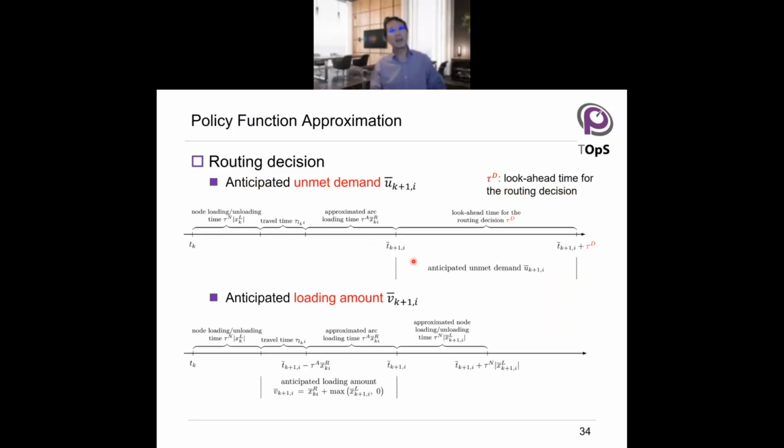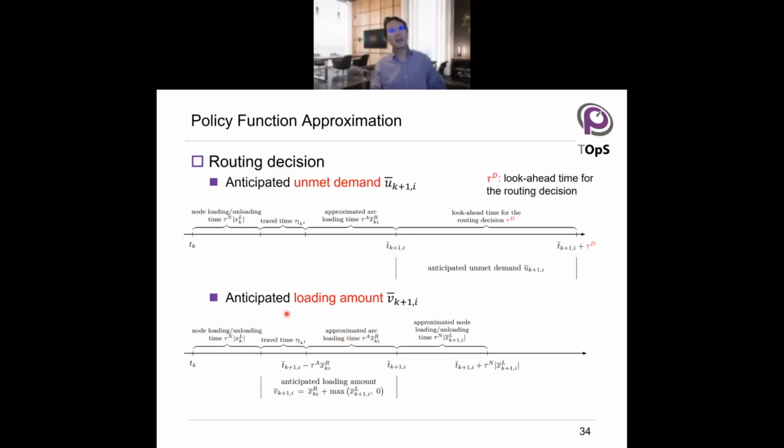The time windows we use for the anticipated unmet demand and the anticipated loading amount are different. The anticipated unmet demand is computed for every node. After we arrive at that node, we look at tau d time. The idea is, if we do not visit that node, is this unmet demand large or not? You cannot satisfy the demand before you arrive. When you arrive at the next node, you unload the vehicle to satisfy demand from then on. So this is the time period we look at.